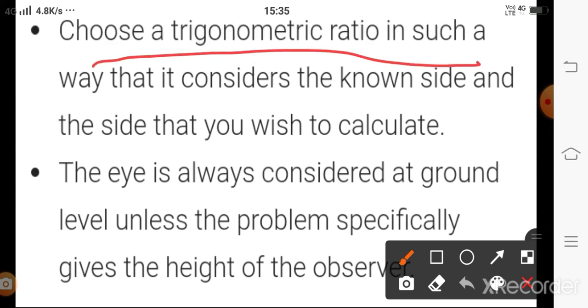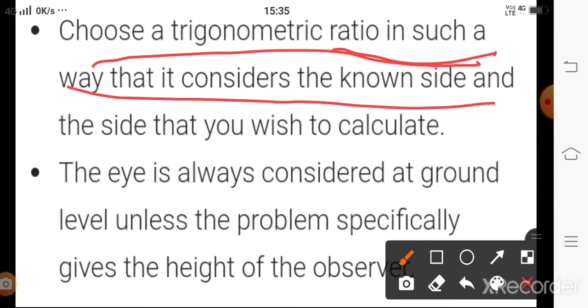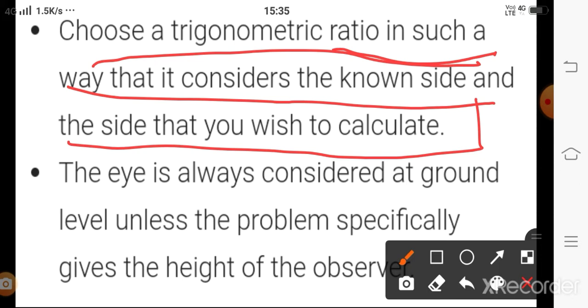Then when we are solving, we have to choose a trigonometric ratio in such a way that it considers the known side and the side that you wish to calculate. We have the concept of t ratios, and which t ratio we have to use in the question depends on which sides are given. Suppose perpendicular is given and base we have to find, then we use the relation tan theta.